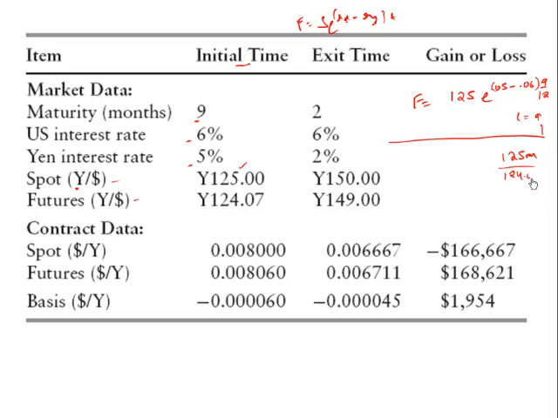by 124.07 million dollars. This is a contract that he has entered today itself. This price is fixed today. Whatever be the exchange rate of yen at t equal to 9 will not matter.